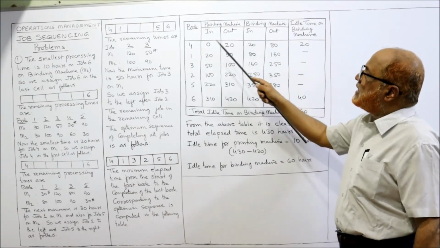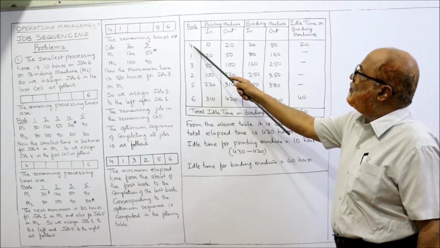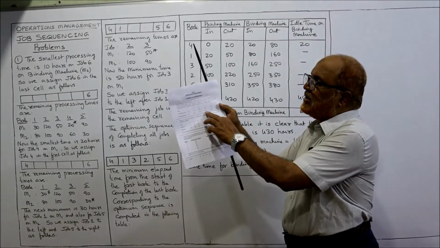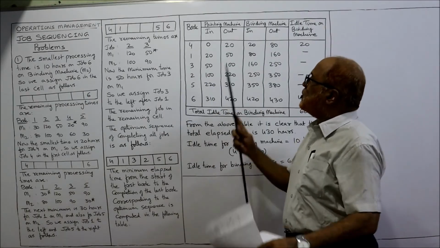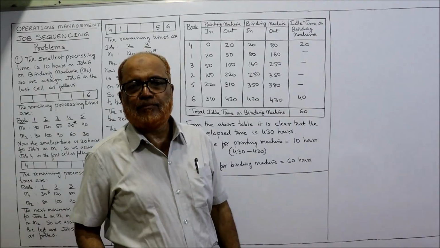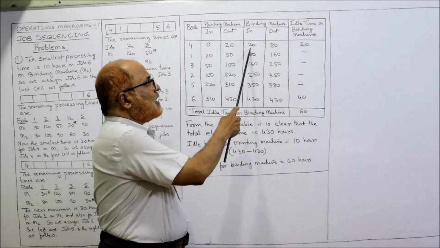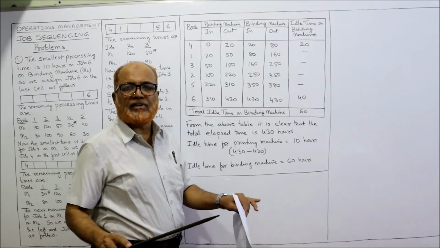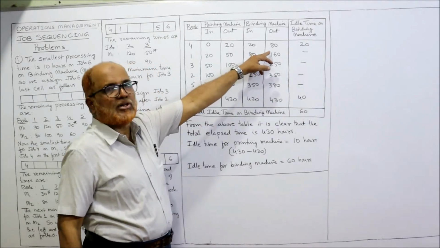Now, what is the time for book 4 on binding machine? Book 4 on binding machine is 60 hours. So 20 plus 60 is 80. So it started from 20th hour and ends at 80th hour. At 80th hour, the first book is finished on binding machine.